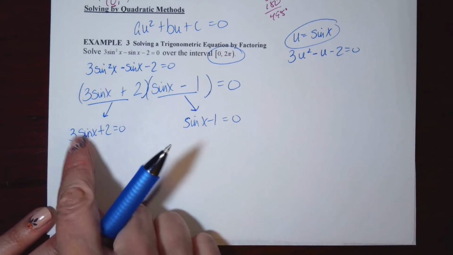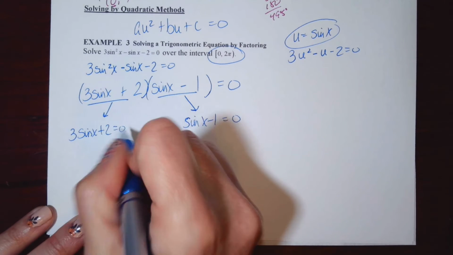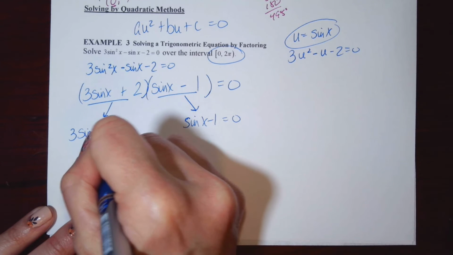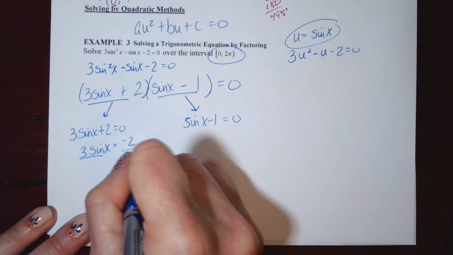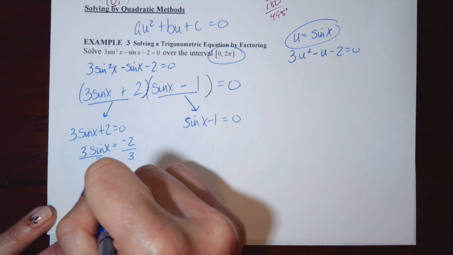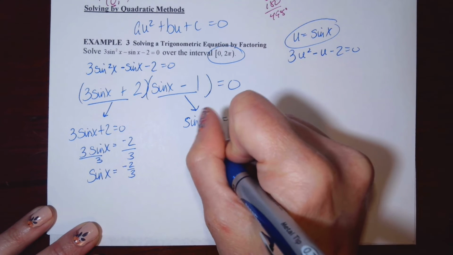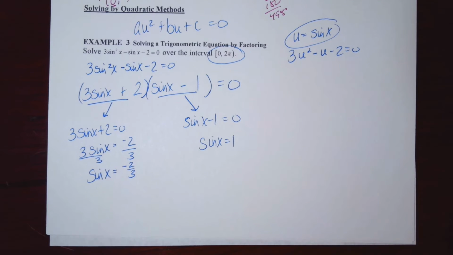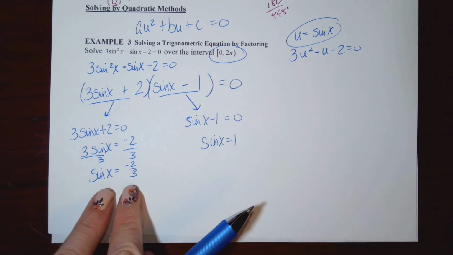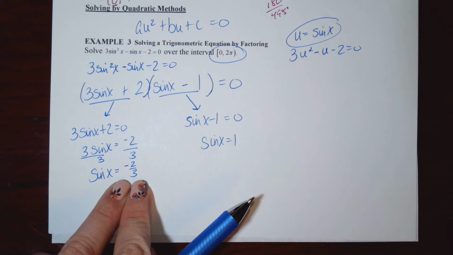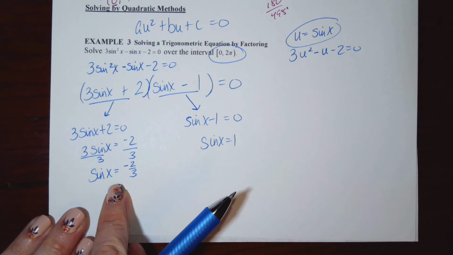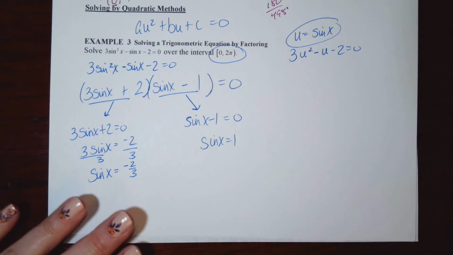All right, so to solve for sine x here, I'm going to subtract that 2. So 3 sine x equals negative 2. Divide by 3, I get sine x equals negative 2/3. And over here, I've got sine x equals 1. Okay, so one of these is easier to deal with than the other. When I look at this first one, this is not a value for sine for a special angle on my unit circle. So we're going to set this aside. I'm going to need the calculator for this. And we're going to look at this one first.